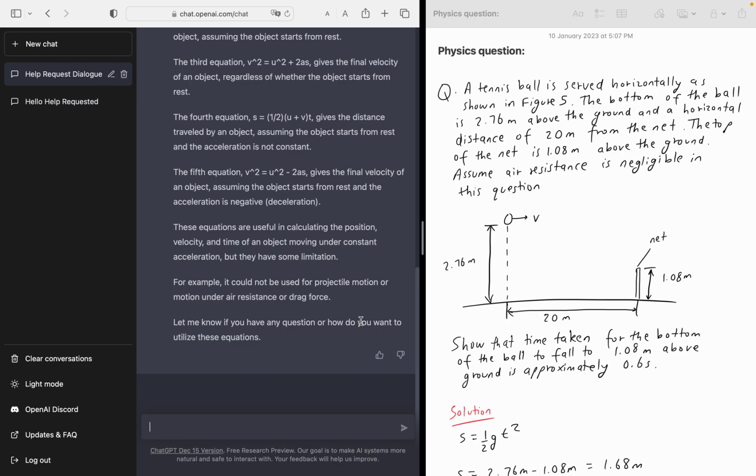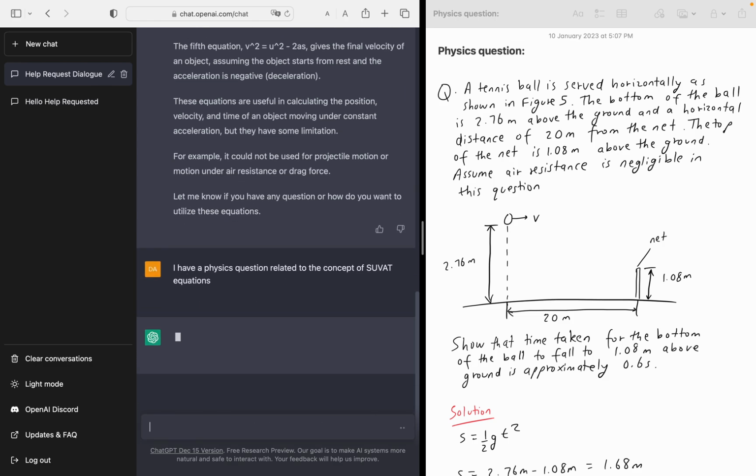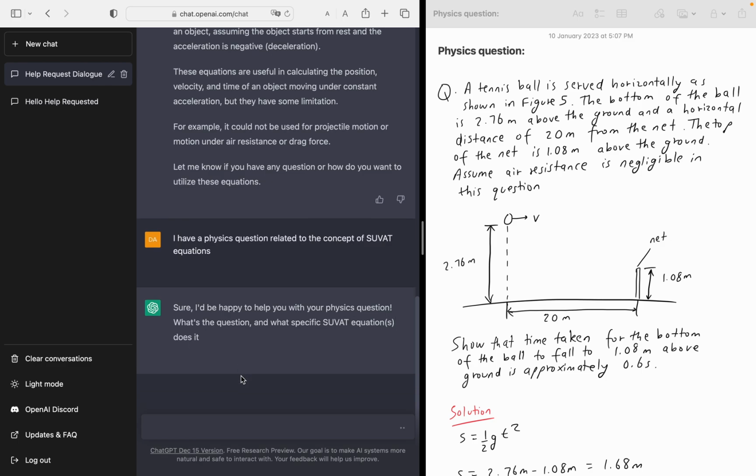So I'm going to write, I have a physics question related to the concept of SUVAT equations, to test the tool. It says, sure, I'd be happy to help you with your physics question. What's the question, and what specific SUVAT equations does it involve? So I'm going to write, here's the question. Now we're finally getting into the question.